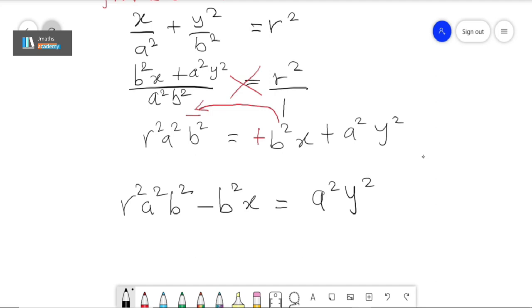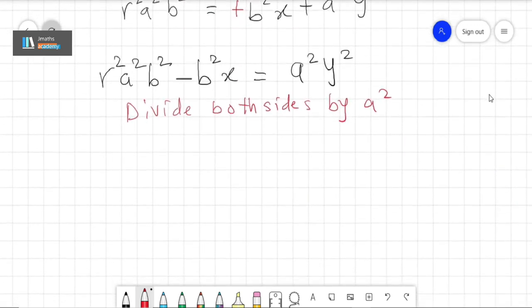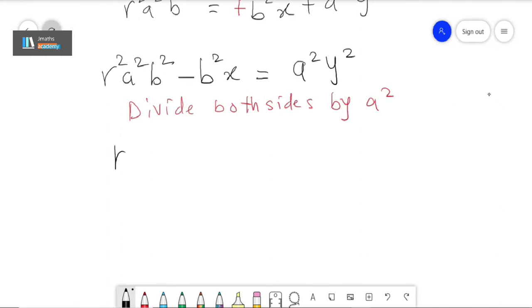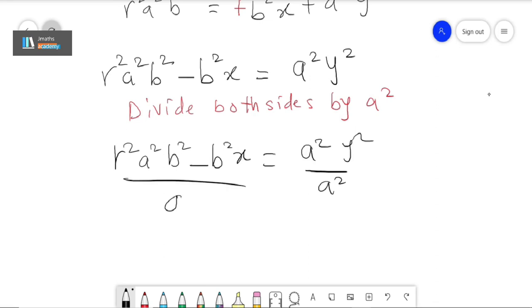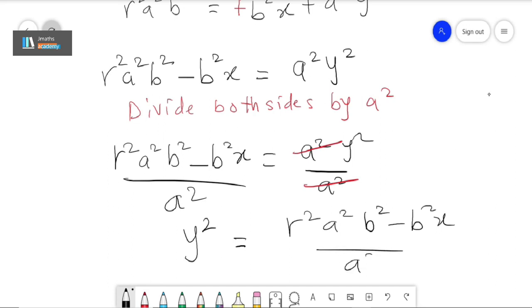Now to find y, we simply divide both sides by a squared. So we have r squared a squared b squared minus b squared x equal to a squared y squared over a squared. So on this side, a squared will cancel a squared, and we are left with y squared is equal to r squared a squared b squared minus b squared x over a squared.